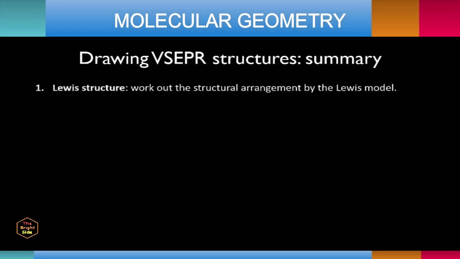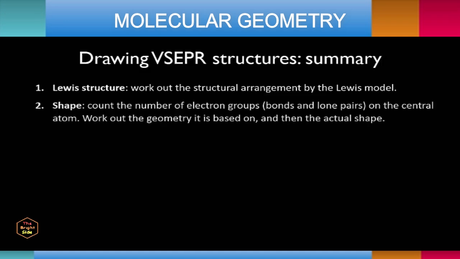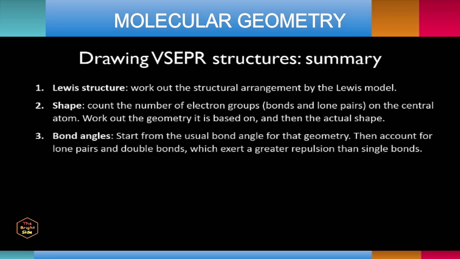So let's summarise. When you're drawing a VSEPR structure, first of all, draw out its Lewis structure. That's really important. Secondly, work out its shape. Count the number of electron groups, bonds and lone pairs on the central atom. Work out the geometry that it's based on, and then the actual shape. And then finally, if you can, work out the bond angles.